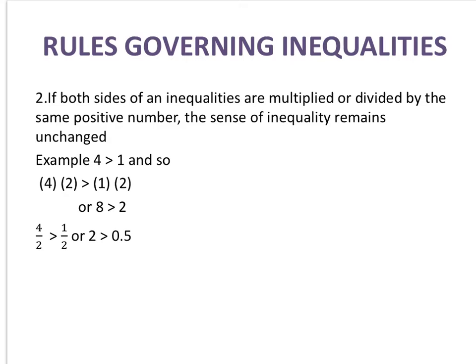2. If both sides of an inequality are multiplied or divided by the same positive number, the sense of the inequality remains unchanged. Example, 4 is greater than 1, and so 4 times 2 is greater than 1 times 2, or 8 is greater than 2. 4 over 2 is greater than a half, or 2 is greater than 0.5.